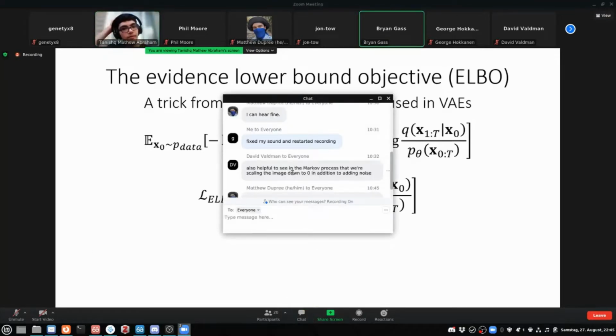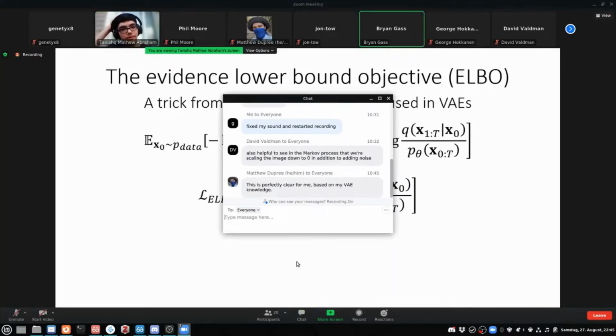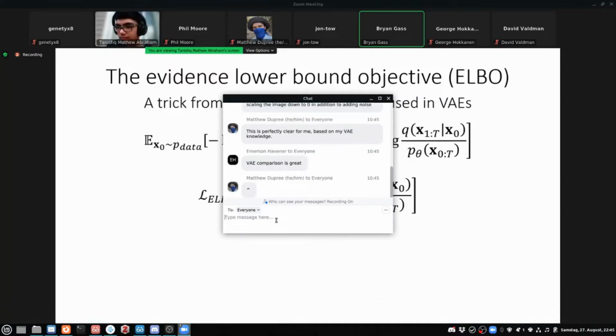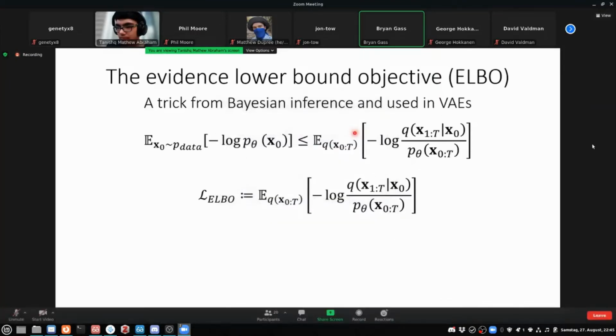I'm not sure if you have the slides prepared, but is there any way that you could go into how ELBO emerges from KL divergence? I always have trouble with drawing that relationship.